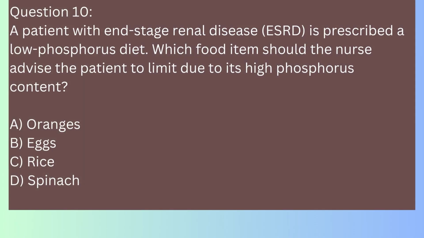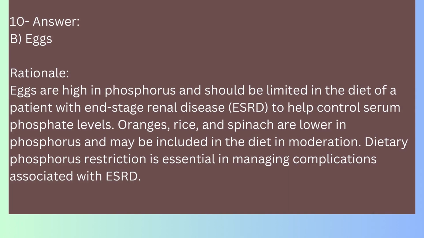Question 10. A patient with end-stage renal disease (ESRD) is prescribed a low-phosphorus diet. Which food item should the nurse advise the patient to limit due to its high phosphorus content? A. Oranges. B. Eggs. C. Rice. D. Spinach. Answer 10. B. Eggs.